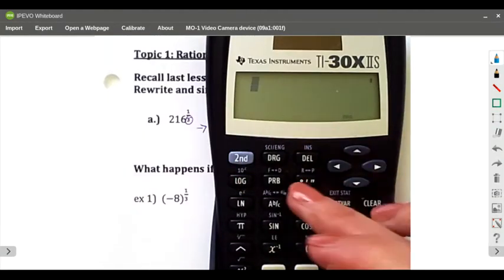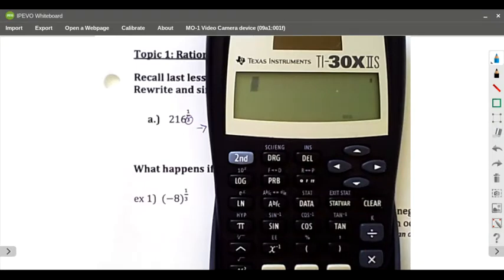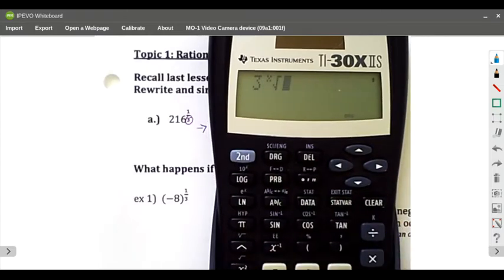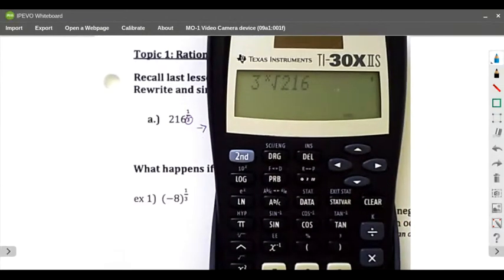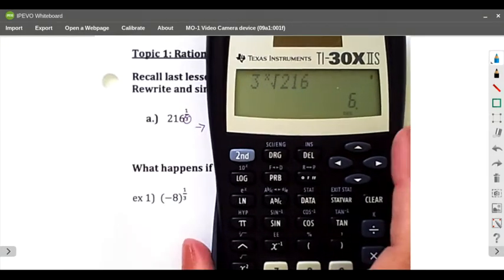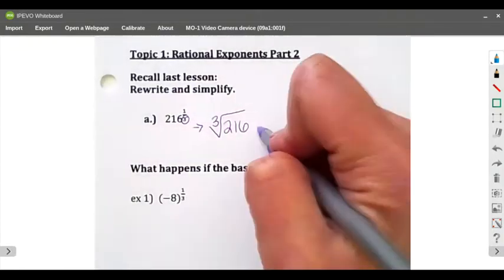So on your calculator, you need to put the root first. So 3 is my root. Then you're hitting second, this button, and then 216. So that's the cube root of 216, which basically just means what times itself 3 times is 216, and it's 6. So this answer would be 6.